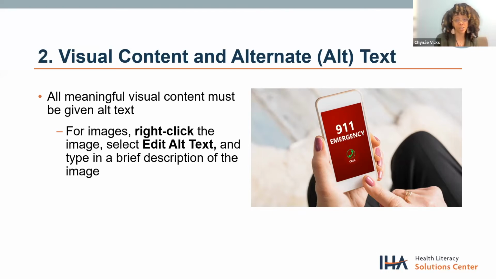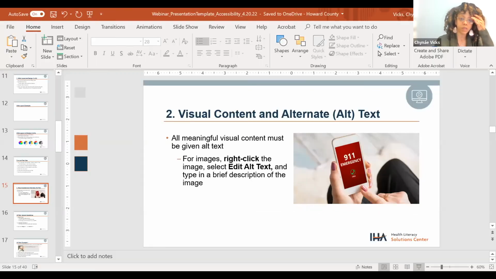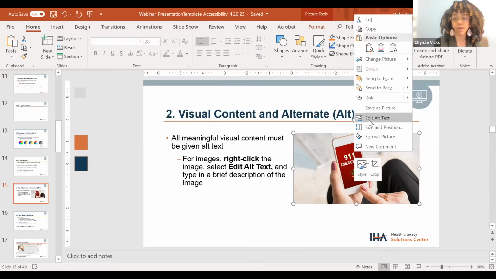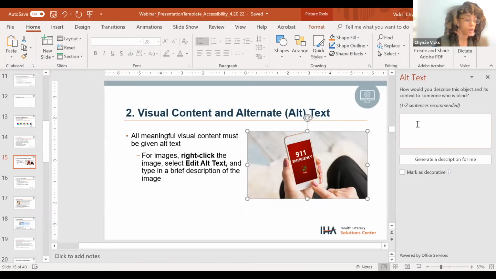All right, so I'm gonna show you an example of how to use alt text. I'm gonna close out my full screen view. And so whenever you add a visual, you're gonna right click that visual. You'll scroll down to where it says edit alt text, and your alt text pane will pop up. And what you want to do is you really just want to write a very short description of what this photo shows. So for example, I might write woman dialing 911 for an emergency. Okay, and that will be my alt text.